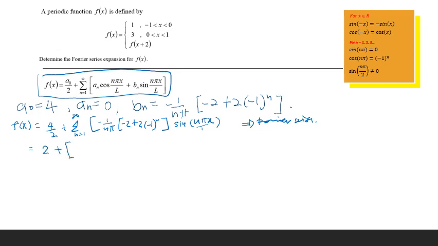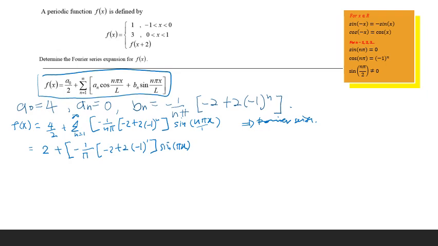I put in bracket first. For the summation here, we have from n equal to 1 until infinity. So we start with n equal to 1 first. So let's start with minus 1 over n, n equal to 1, so we have 1 pi. So we have negative 2 plus 2 times minus 1 power 1, sin pi x.